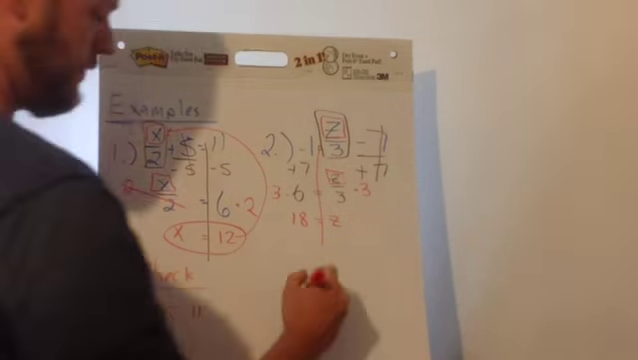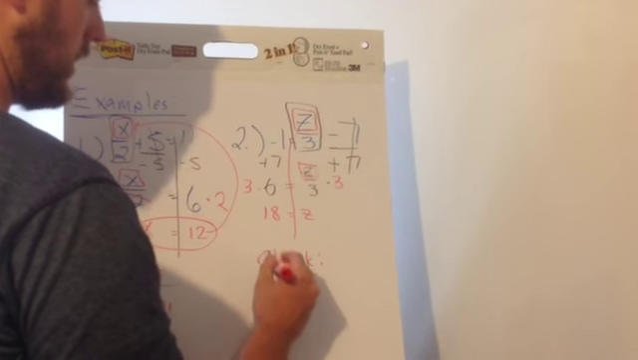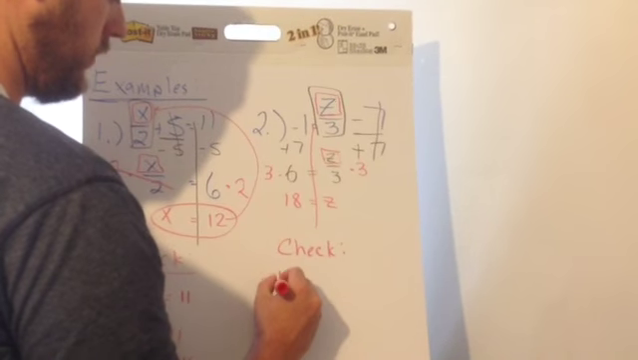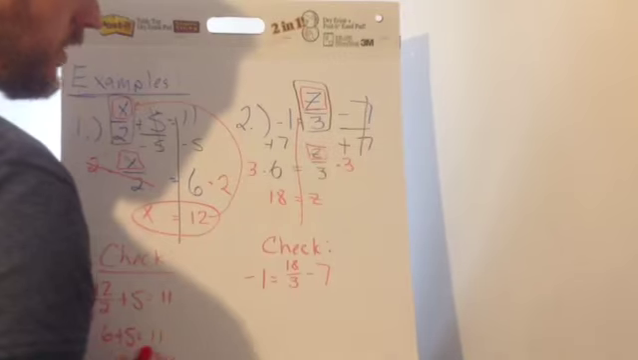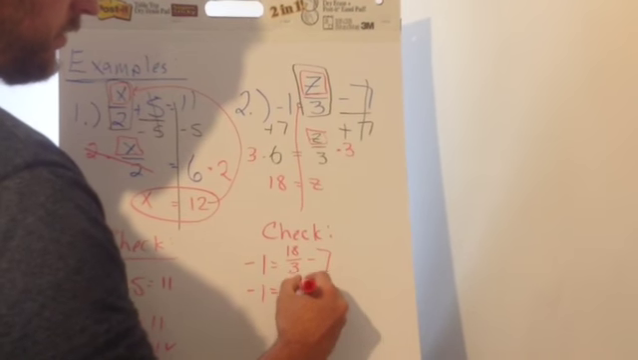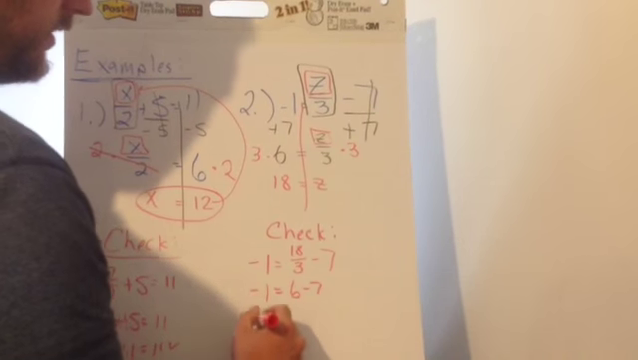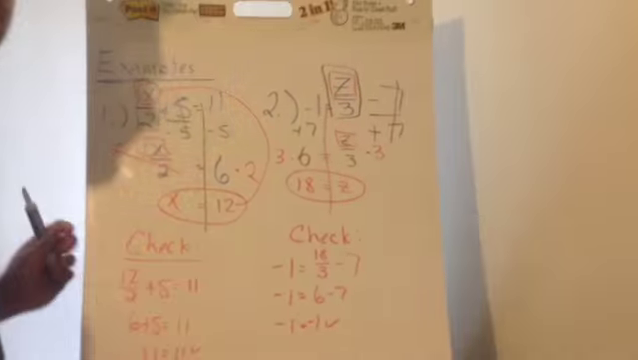Again, check. So our check. We think the solution is 18, so we plug in 18 for z. So negative 1 equals 18 divided by 3 minus 7. Well, 18 divided by 3 is 6 minus 7. 6 minus 7 is negative 1, and that's what we want. So that is our solution.